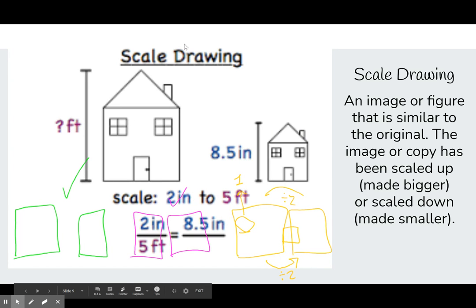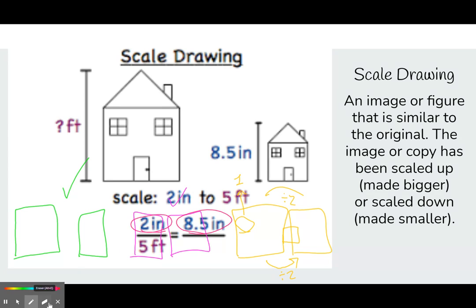And now we're going to look at scale drawings. That's something we're going to get to later on, but just a quick briefing of it. It's when you take a look at how you get from like 2 inches on the top to 8.5 inches. It's like, what would you have to multiply 2 by to get to 8.5? And then you do the same thing on the bottom. Multiply that bottom number by what you multiply the top number by. So we're going to get to that later on, but not today.